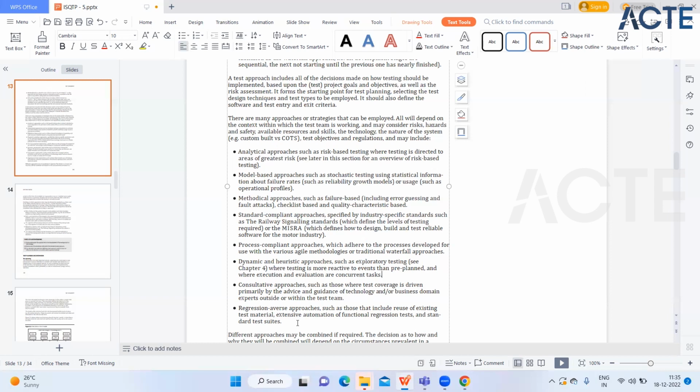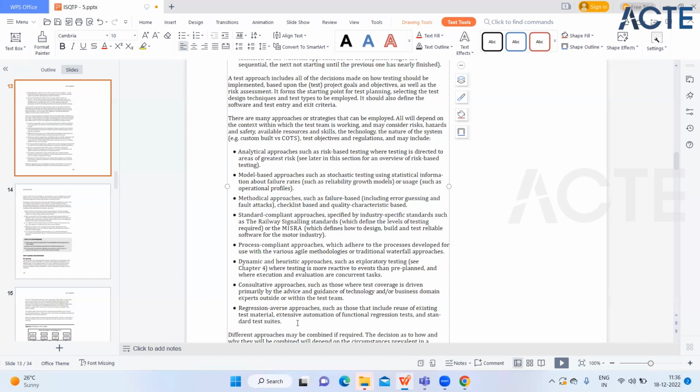So to revise, first will be the analytical approach. In analytical approach, if it's a kind of risk-based testing, then you have to follow this analytical approach. If it's a kind of statistical information related testing, then you have to follow this model-based approach. Now, if you have to perform the testing related to failure, for example guessing or fault attack, then you have to follow this methodical approach.